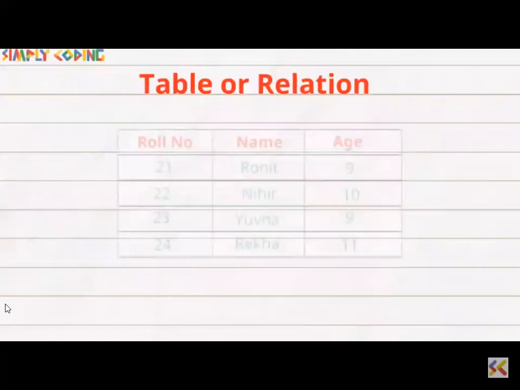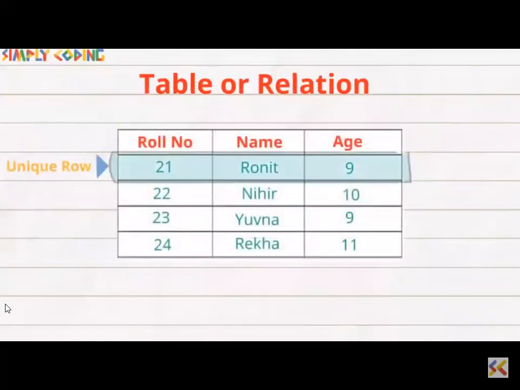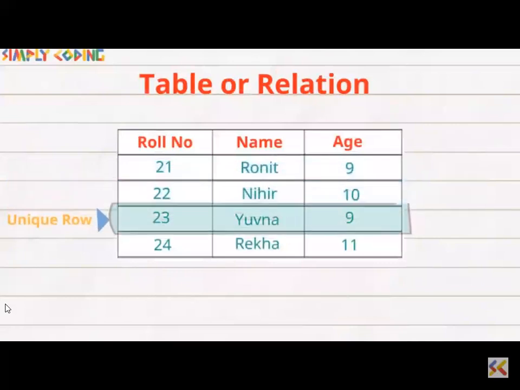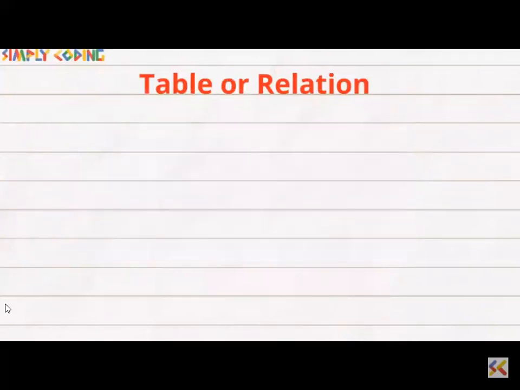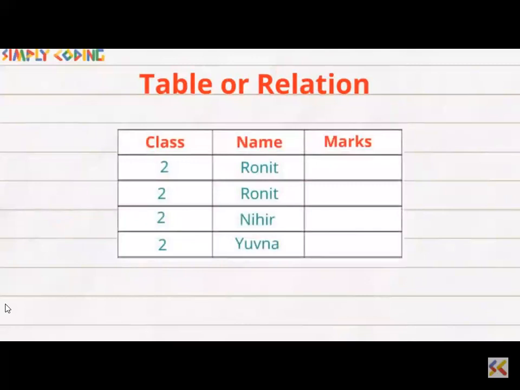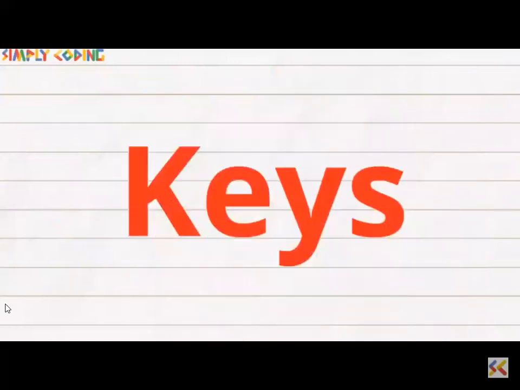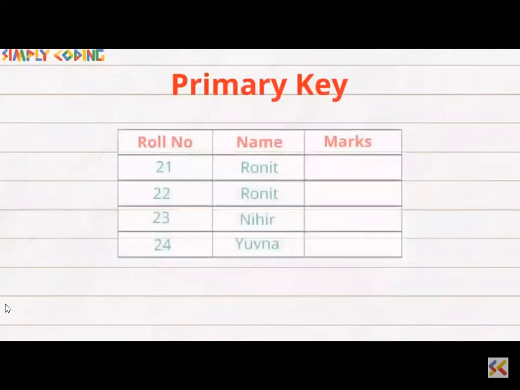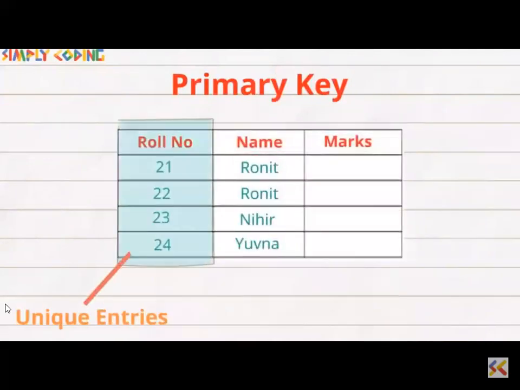Now, in a database, one of the key concepts is to be able to identify each row or tuple uniquely. Let's take this student data as an example. Now, when I want to enter marks, these two students have the same info. So, which one should I update? That's where keys help us. Typically, a table has one column or field which uniquely identifies the records in the table. This field is called the primary key.